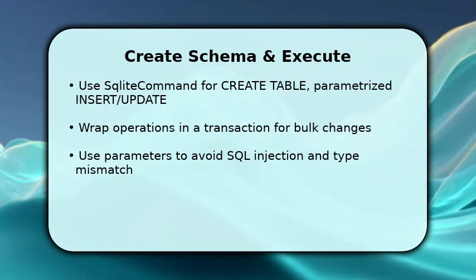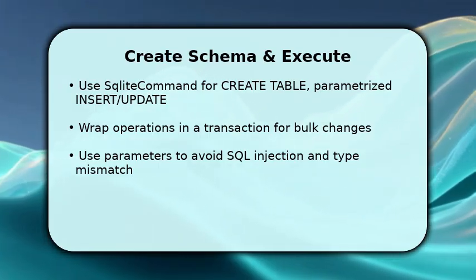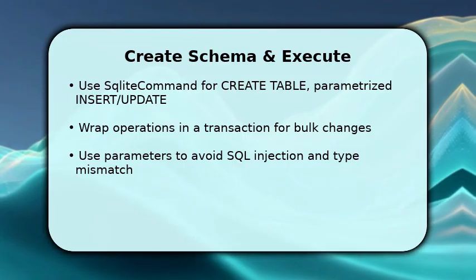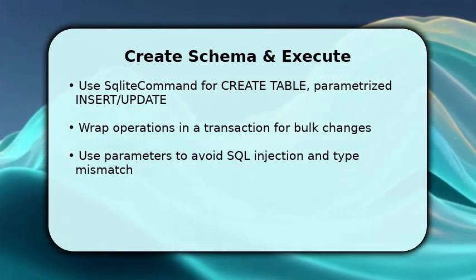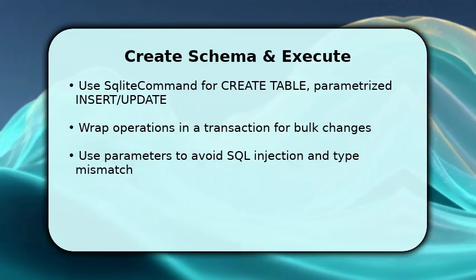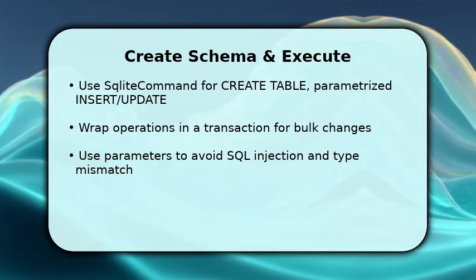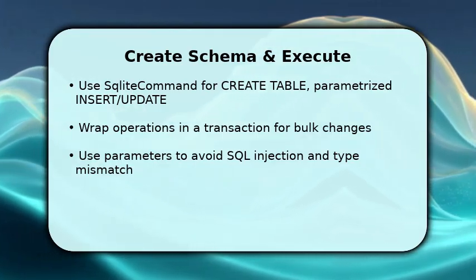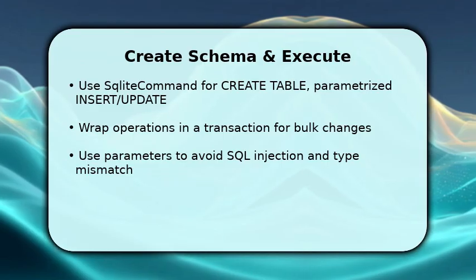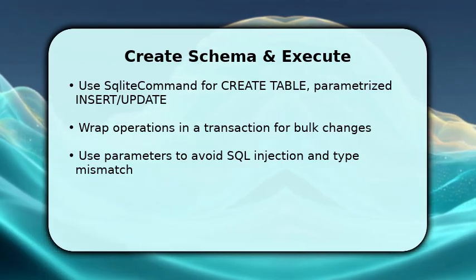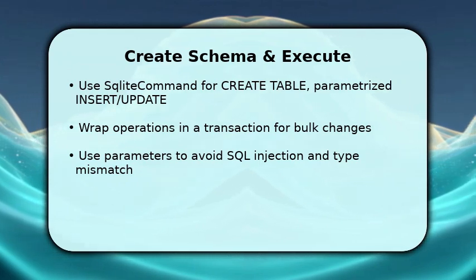Next, define your schema and data flow. Use SqliteCommand and parameterized SQL to create tables and perform inserts. This avoids injection and type issues. For multiple operations, begin a transaction to drastically improve performance and ensure atomicity. Execute commands with ExecuteNonQuery for DDL/DML or ExecuteReader for queries, and map reader fields to your C# model types carefully. If you need performance, prepare statements and reuse them rather than recreating commands repeatedly.